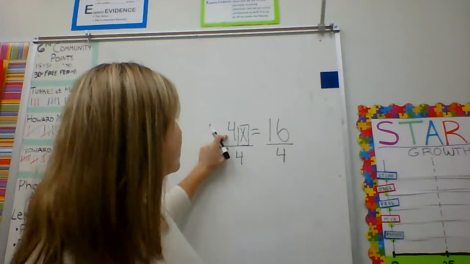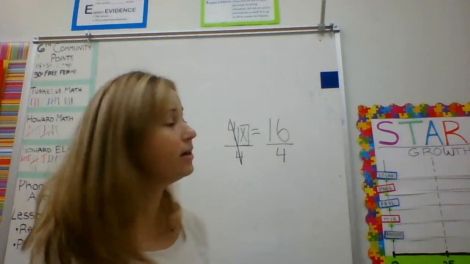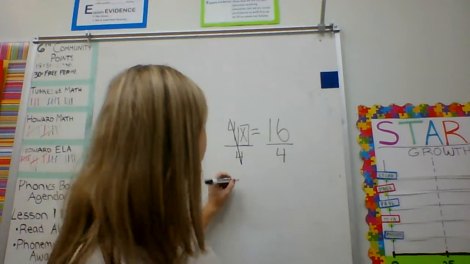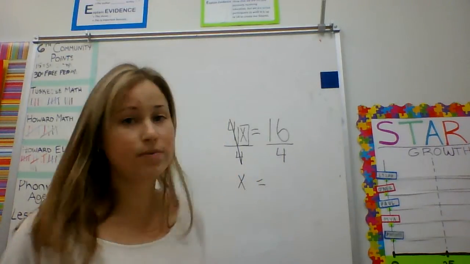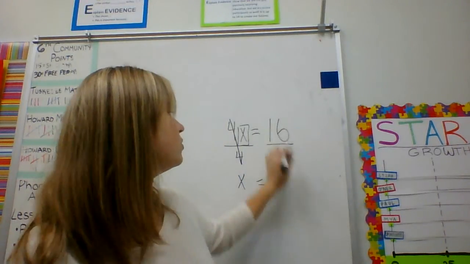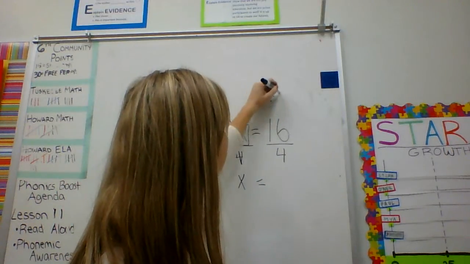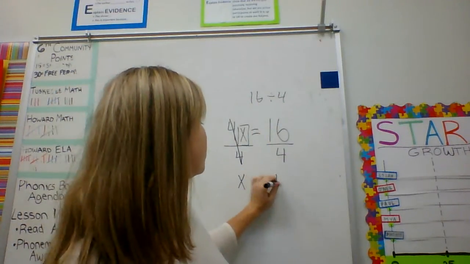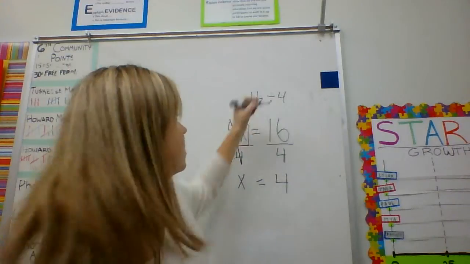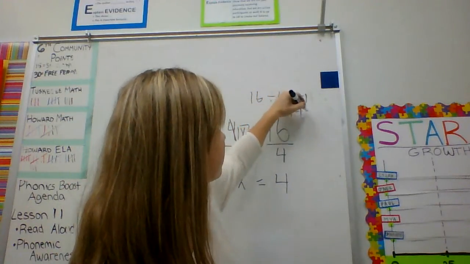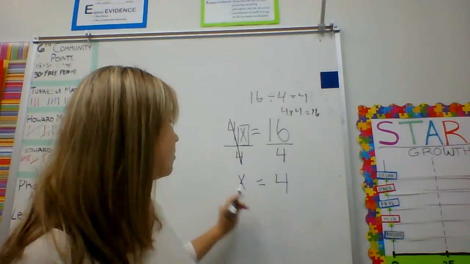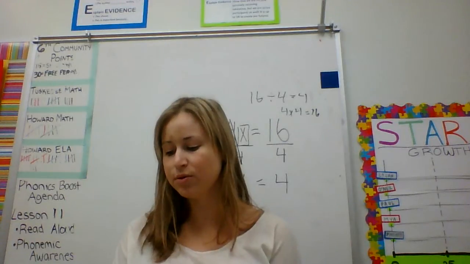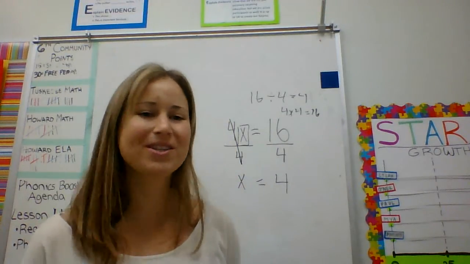And the reason I'm doing this is because 4 divided by 4, any number divided by itself, is just 1. So now I have 1x, or I can also just write it as x because I assume the 1's there, is equal to 16 divided by 4. Now I know I'm dividing, I'm getting smaller. 16 divided by 4 is equal to 4. I could also check that with multiplication, right? Because 4 times 4 is equal to 16. Okay, so x is equal to 4. Pause the video, do example 6 on your own, press play, and you'll check your answer with mine.